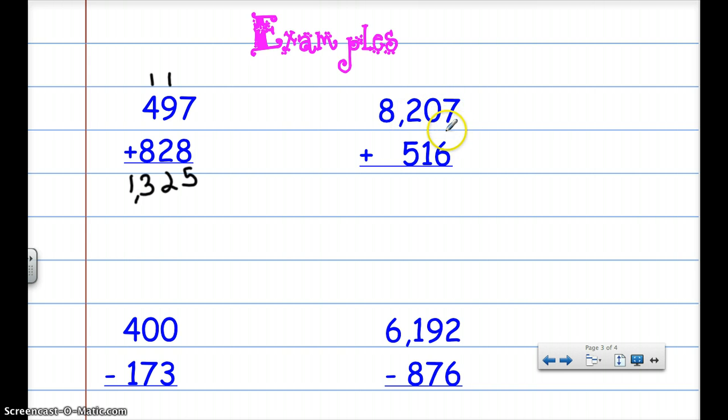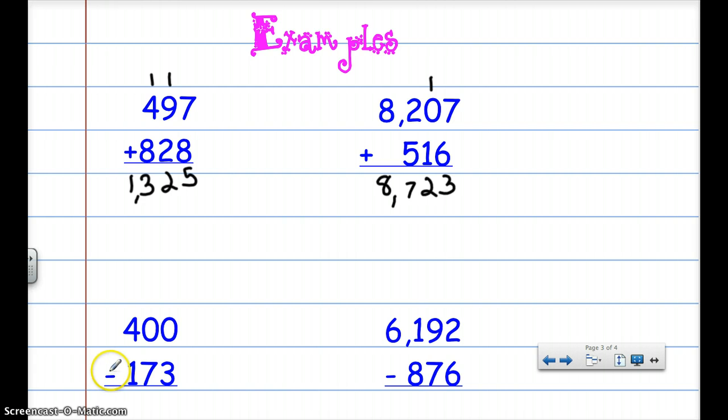Next, I'm going to start in the ones place again, 7 plus 6. Well, 7 plus 6, I know 6 plus 6 is 12, and then one more because of the number 7, so that's going to be 13. And then I'm going to carry the 1. 1 plus 1, that's pretty easy, that's 2. And 5 plus 2, that's going to be 7. And 8. So my answer to that one is 8,723.